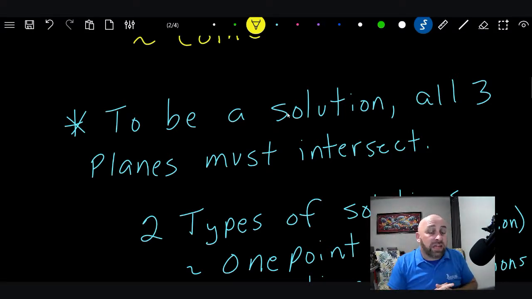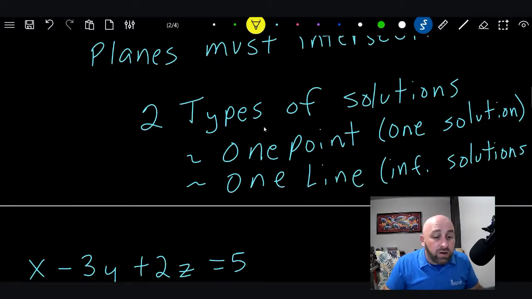So if they give you a system with three equations, all three of them have to be touching. All three of them must intersect to be a solution. There are really, this is on page 237 in your book. There are really just two different kinds of solutions here. There are one point, so in other words, they only touch once, and then there are solutions that form one line.